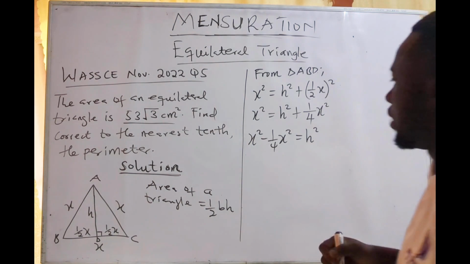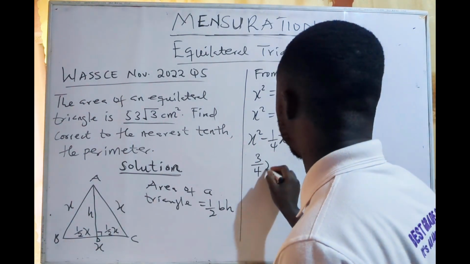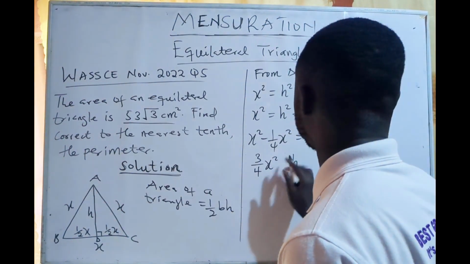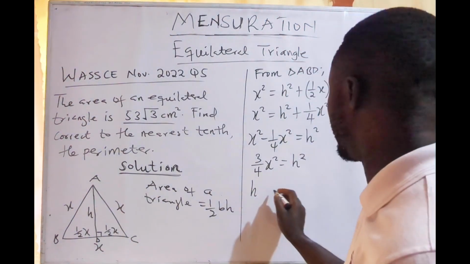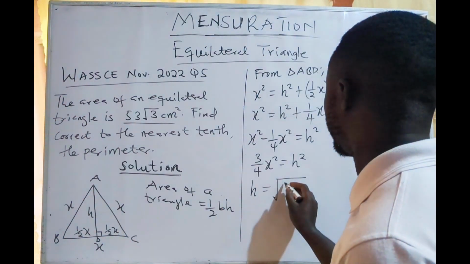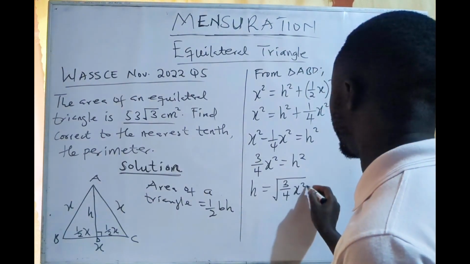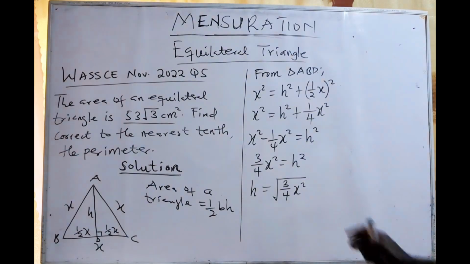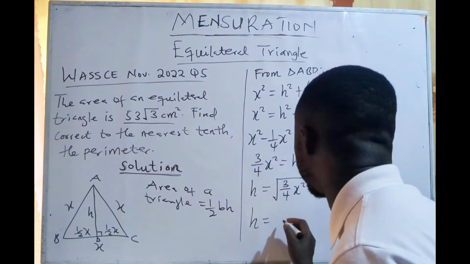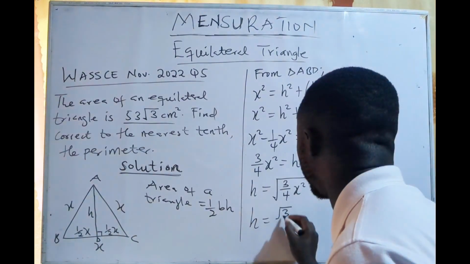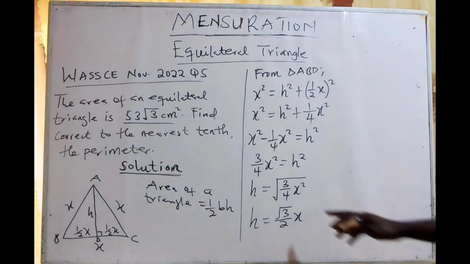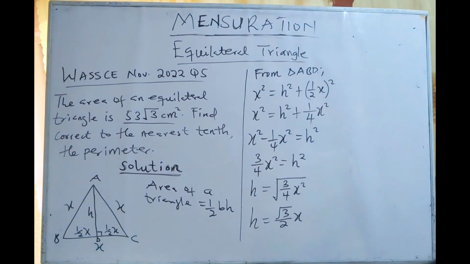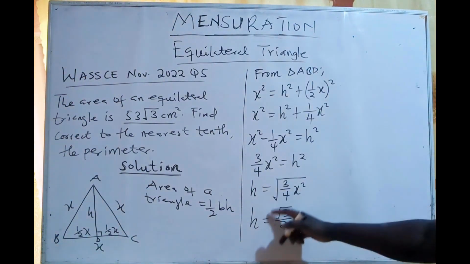So we have 3 over 4 x squared equal to h squared, and my h is going to be the square root of 3 over 4 x squared. But there are perfect squares here: 4 is a perfect square, x squared is a perfect square. So h is equal to root 3, the square root of 4 gives me 2, and the square root of x squared gives me x, leaving only the 3 in the root. So root 3 over 2 x. This is my height.